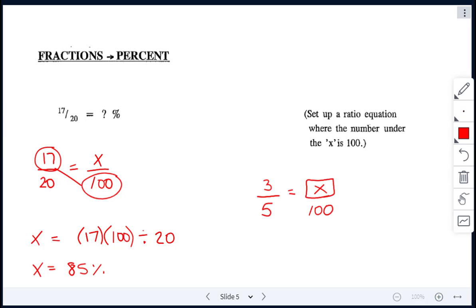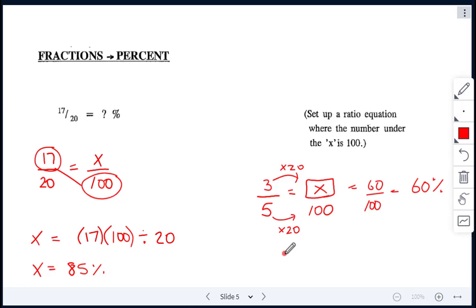All right, so we have 3 over 5, and we want to put it into percent. So you could either use equivalent fractions here. You multiply by 20, top and bottom, and 5 times 20 gives us the 100. So we multiply by 20 here as well. 3 times 20 gives us 60. So 60 over 100, which is 60%.